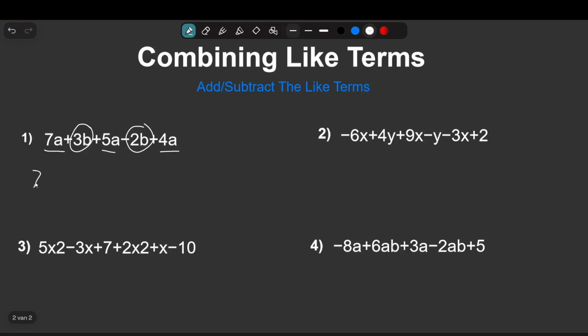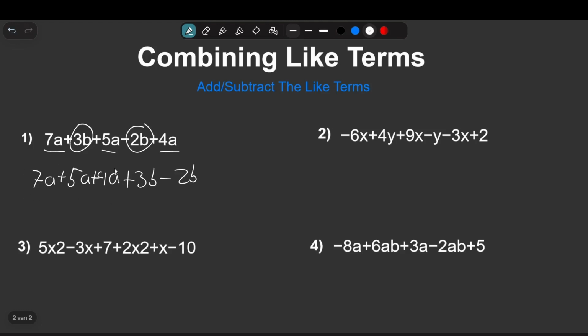So we're going to do 7a in front, plus 5a plus 4a. Now we're done with all the variables of a, and now we're going to go to b. So we're going to do plus 3b minus 2b. Now we can start adding or subtracting them.